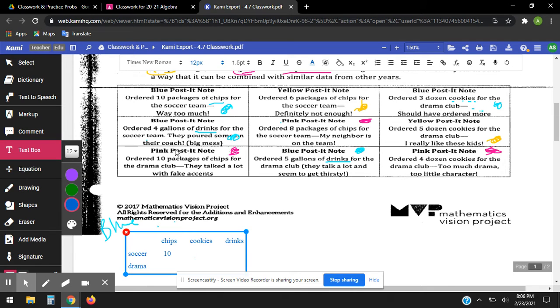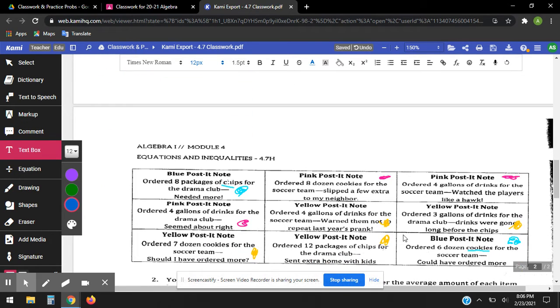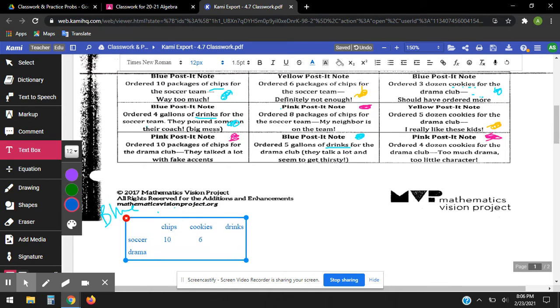Under soccer and cookies, where's soccer? No, drinks. It's down here. Soccer and cookies is 6 dozen. So I'm going to put 6. And then for their drinks, soccer had 4 gallons of drinks.